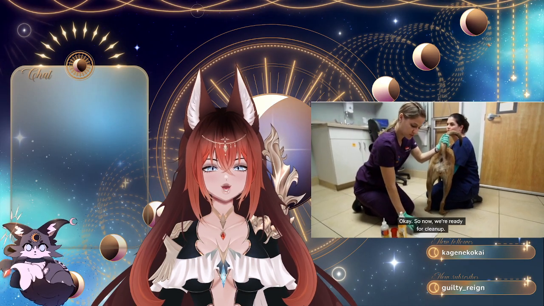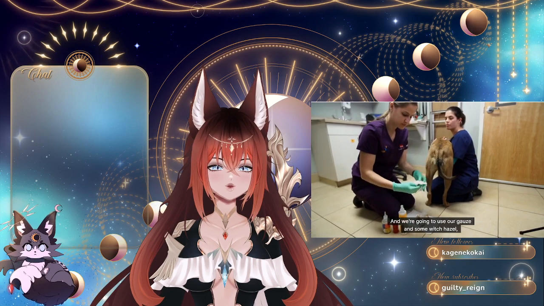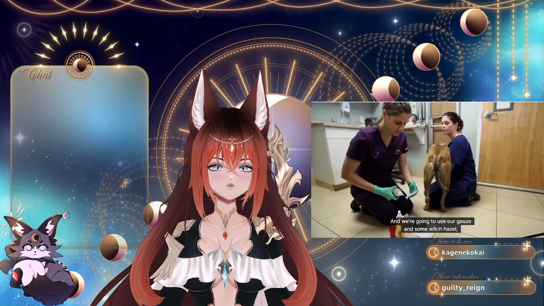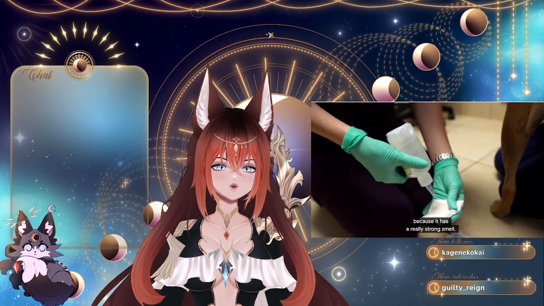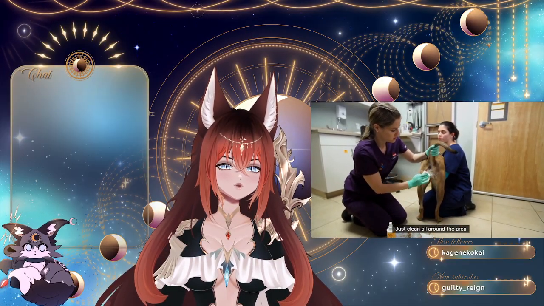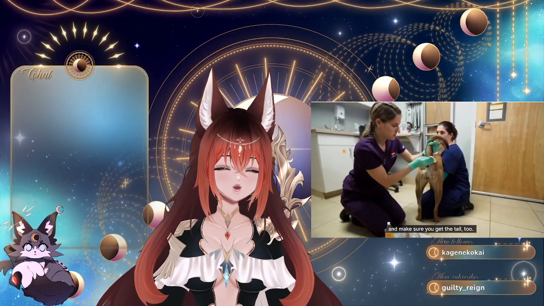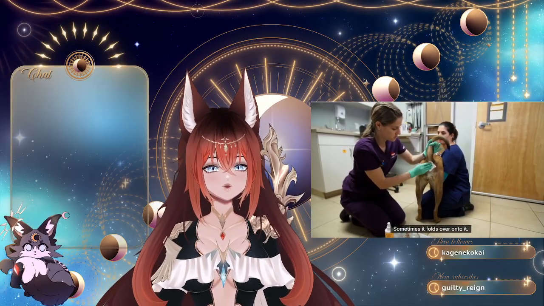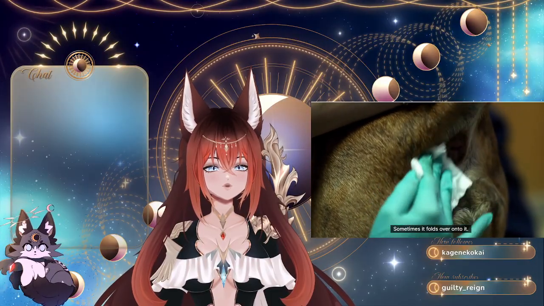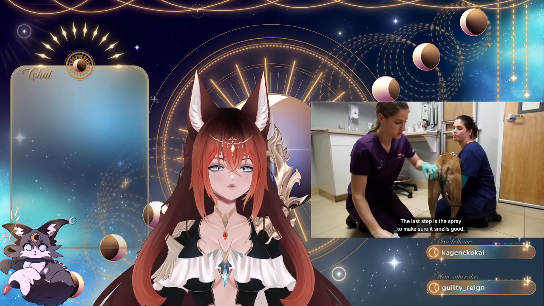Ew. Okay, so now we're ready for cleanup. And we're going to use our gauze and some witch hazel. What is witch hazel? It's because it has a really strong smell that kind of takes away the anal gland smell. And just clean all around the area. Oh, okay, and make sure you get the tail too. Sometimes it folds over onto it. Ew. The last step is the spray to make sure it smells good.